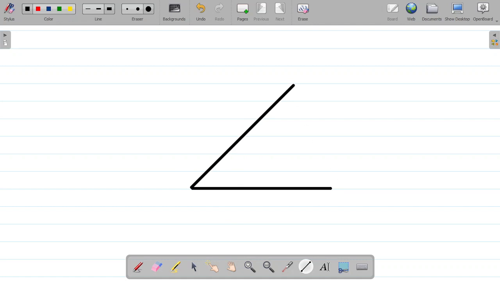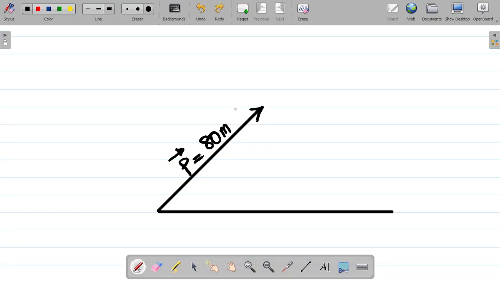Let me extend Q a bit to this part here. All right, so let's call this P, this way. The value for P was given as 80 meters per second. That's 80 meters per second. So we have this.